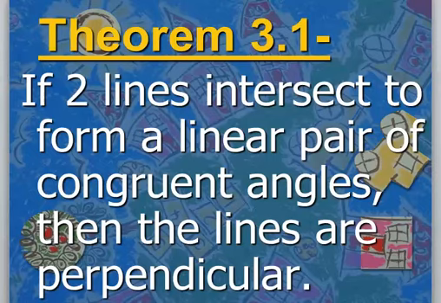So theorem 3.1 says if two lines intersect to form a linear pair of congruent angles, then the lines are perpendicular. Please pause and write this down. We're going to move on to the picture.